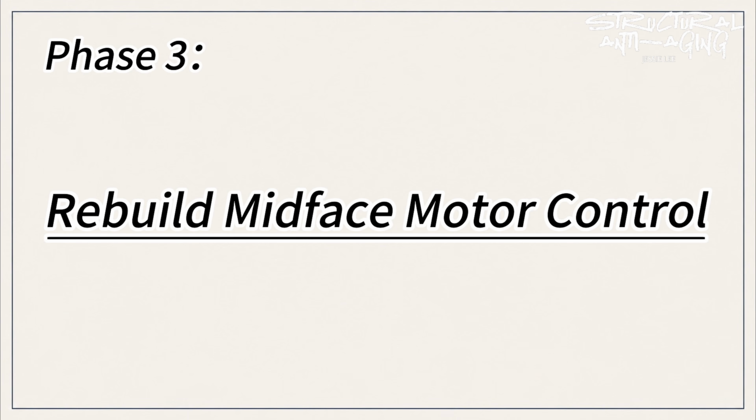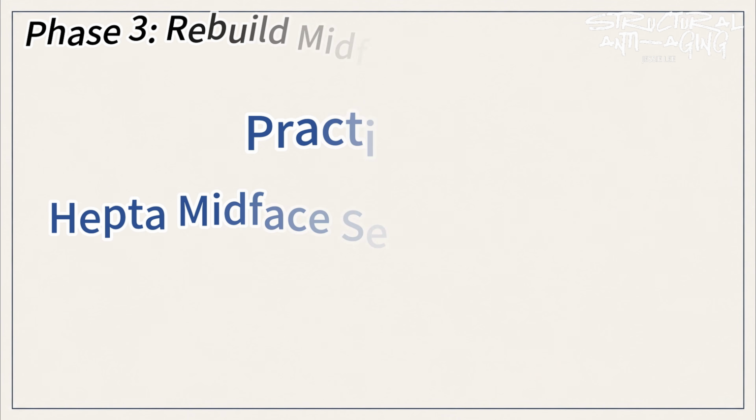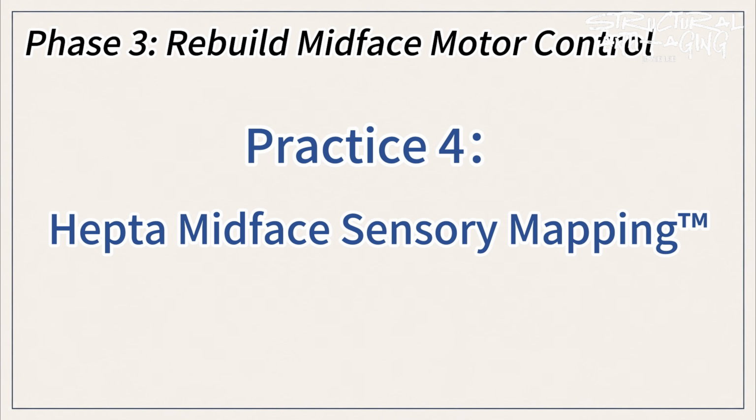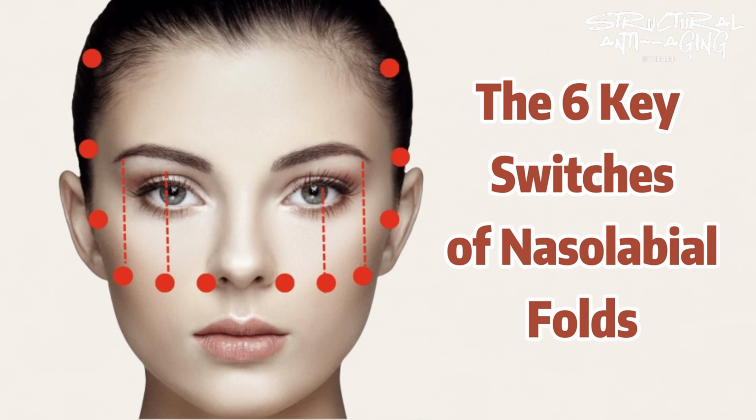Part 3, rebuild mid-face motor control. Practice 4, Hepta mid-face sensory mapping. For this practice, we will follow the pathway of 6 switches of the nasolabial fold. Use your fingers or knuckles to gently glide along the following acupoint pathway. At each point, pause and apply gentle upward pressure for 3 seconds.